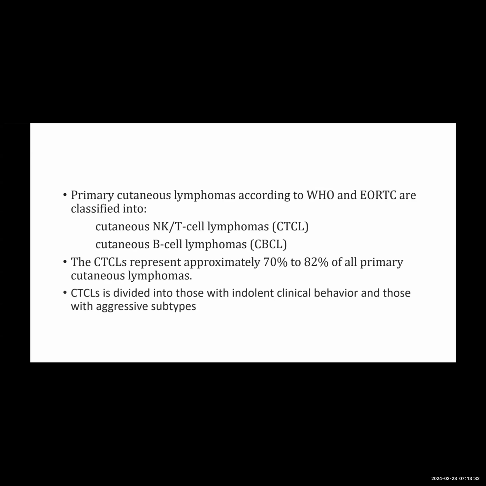The primary cutaneous lymphomas, according to WHO and EORTC, are classified into cutaneous T-cell lymphomas and cutaneous B-cell lymphomas. The cutaneous T-cell lymphomas represent approximately 70 to 82% of all primary cutaneous lymphomas. These are divided into those with indolent clinical behavior and those with aggressive subtypes. A typical example of the aggressive subtypes is Sezary syndrome, which we are discussing today.